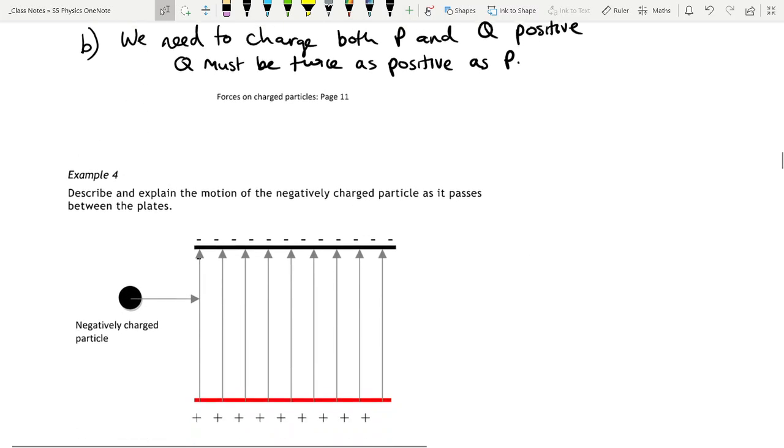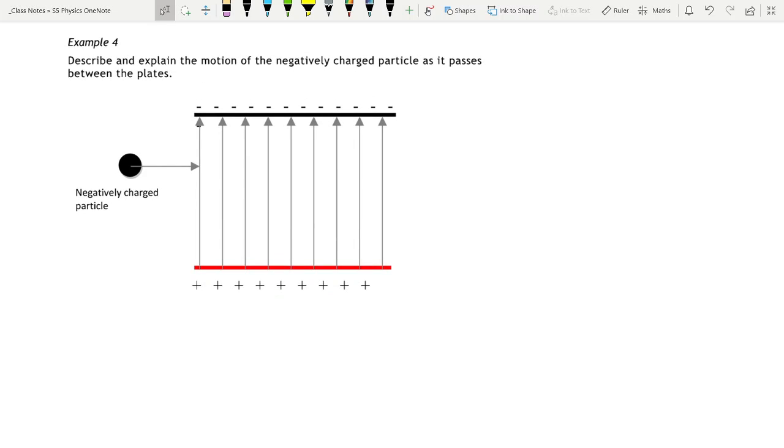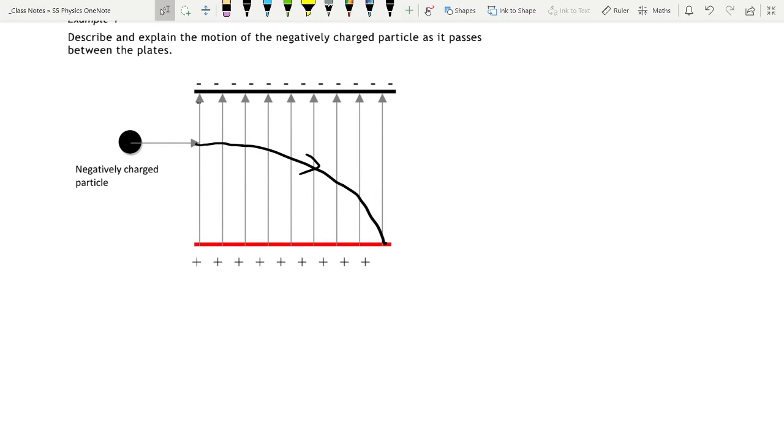Okay, right. So describe and explain the motion of the negatively charged particle as it passes between the plates. So this is a particle, it's moving in that direction, and then it hits the field. So it moves into this field where it's positive at the bottom and negative at the top. So basically, the movement that it will follow is like that. So what is that? That's quite familiar, that sort of shape. Projectile, yeah. So to explain it, we explain it just like we'd explain why a projectile moves in that way.